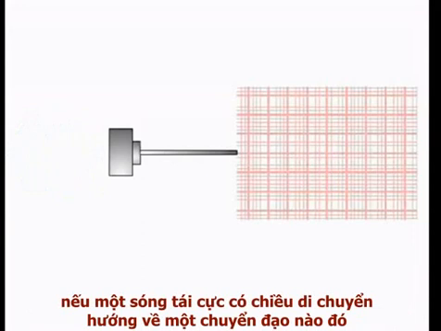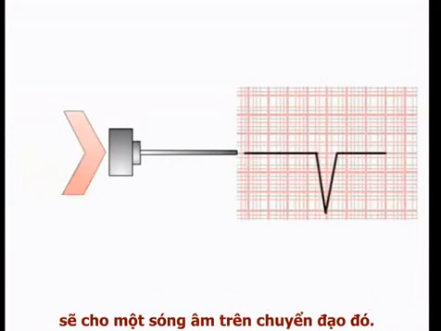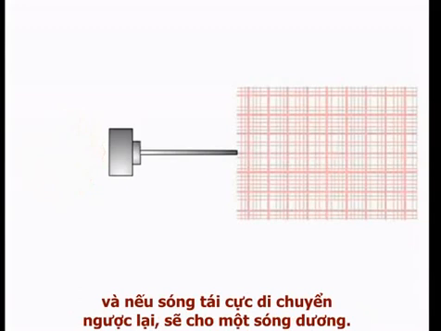In contrast, repolarising current has the opposite polarity to depolarising current. Therefore, repolarizing current moving towards a lead produces a negative deflection on the paper, while repolarizing current moving away from the lead produces a positive deflection.